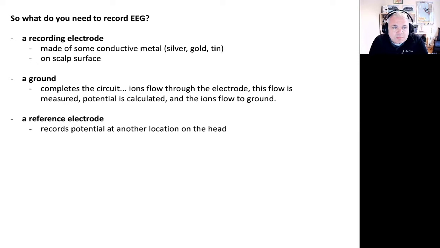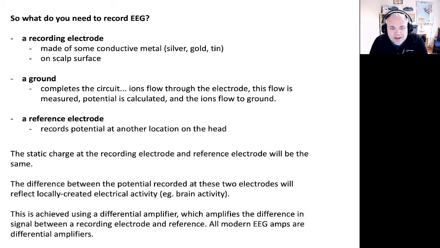The way we get around this problem is by having an additional electrode, a reference electrode, that records the potential at another location on the head. Then what we end up doing is looking at the difference between the recording electrode and the reference electrode, where both are grounded out in order to complete circuits. So the static charge at the recording electrode and the reference electrode will be the same. That means the difference between the potential recorded at these two electrodes will reflect locally created electrical activity, that is brain activity in our case. We do this using what's known as a differential amplifier. So EEG amplifiers are differential amplifiers, and they amplify the difference in signal between the recording electrode and the reference.